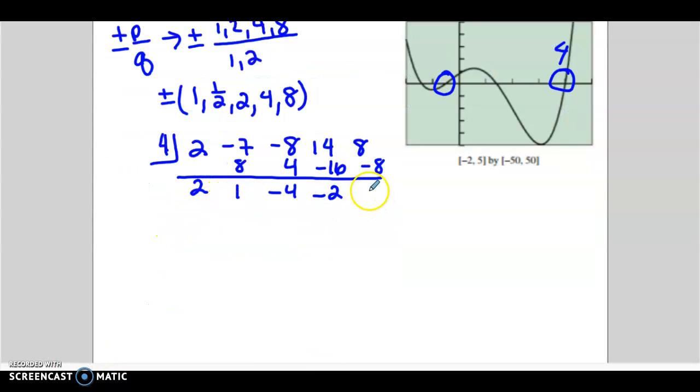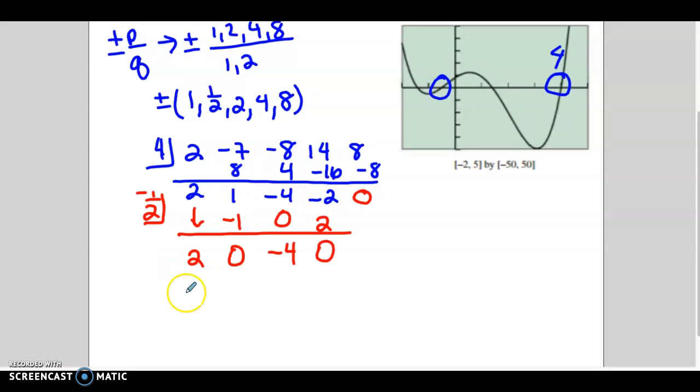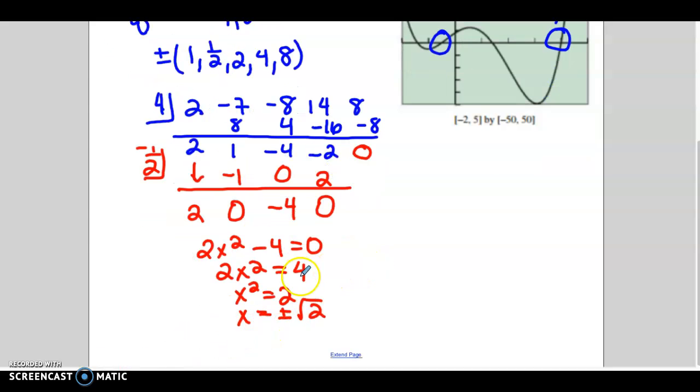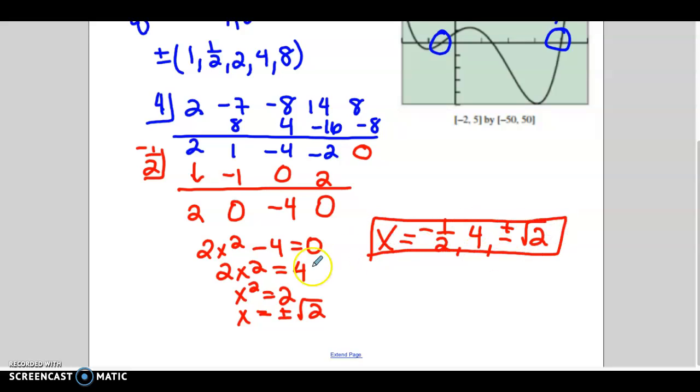So we're going to go ahead and use our 4 and do synthetic division. We see that we do in fact get 0 here. So then we're going to go ahead and use our negative 1/2 with the result of the last one. Again, we do our synthetic with negative 1/2. We get 2, 0, negative 4, 0. So negative 1/2 is a root. This means we have 2x squared minus 4 equals 0. If we go ahead and solve that, we get x squared equals 2 and x equals plus or minus the square root of 2. So our roots are going to be equal to negative 1/2, 4, and plus or minus the square root of 2. And that's it.